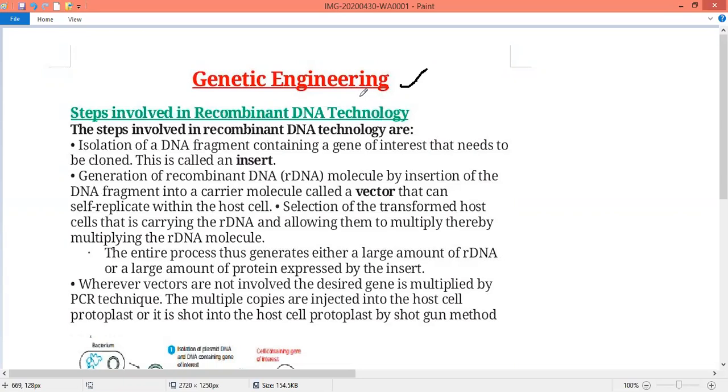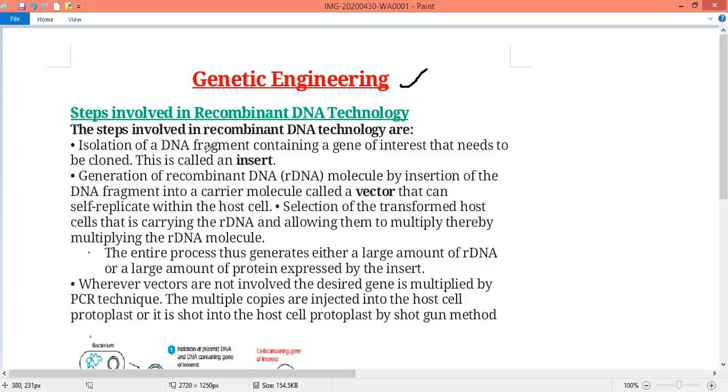The work of genetic engineering was done by Paul Berg, and in honor of his work, we now call him the father of genetic engineering. What are the steps which are involved in genetic engineering? The first step is isolation of DNA fragments from different types of cells.